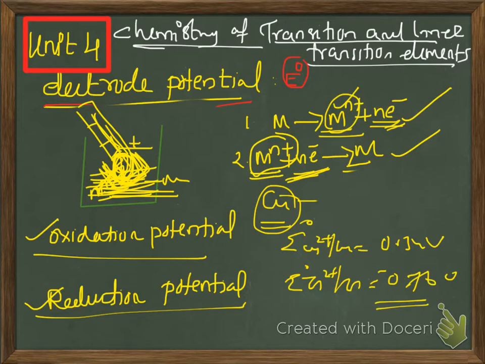I mean, reduction potential of copper is plus 0.34. Then oxidation potential is minus 0.34. Reduction potential of zinc is minus 0.76. That means oxidation potential is plus 0.76. We need just the reversal of the sign. Magnitude is same for both oxidation and reduction potentials.